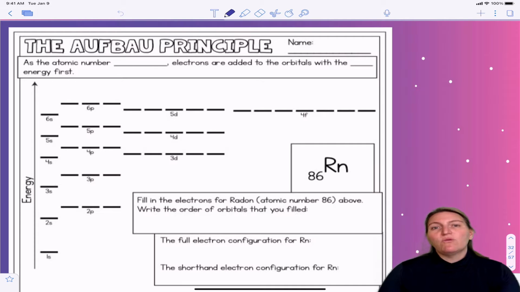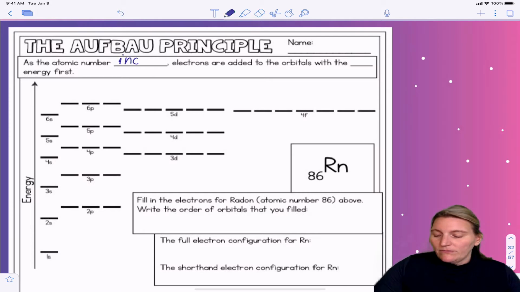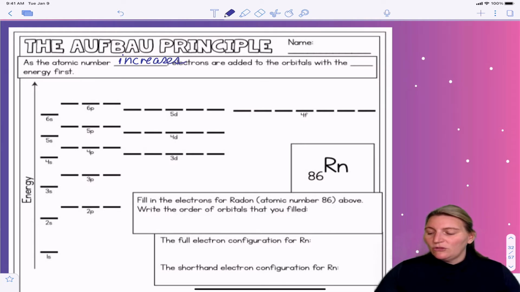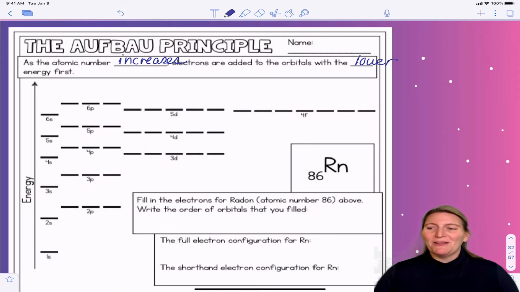And the rule that gives us the order for orbitals being filled is called the Aufbau principle. The Aufbau principle just basically says as the atomic number increases, the electrons are added to the orbitals with the lower energy first. So then what orbitals have the lower energy? We're going to learn this two ways.